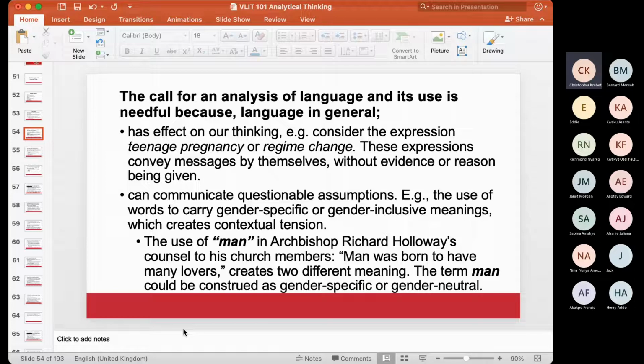If he is referring to both sexes, then again, the problem that arises is, is there a need even for marriage at all, if one can marry and still have other concubines or other people at the side to be moving around with? So that is why we say that we need to be able to analyze language effectively because of some of these issues. When we are communicating questionable assumptions and we don't pay attention, we don't analyze, we will swallow everything down just as we receive it.